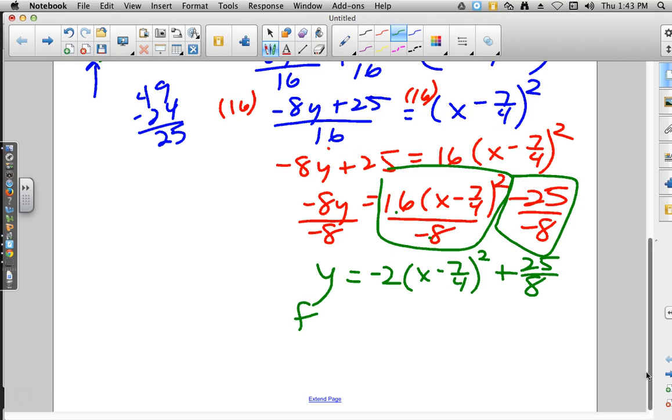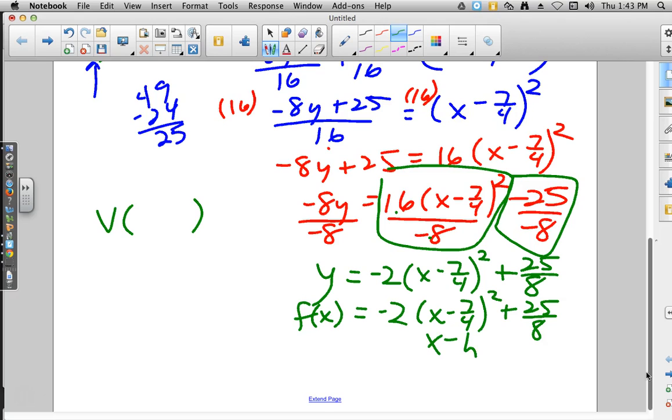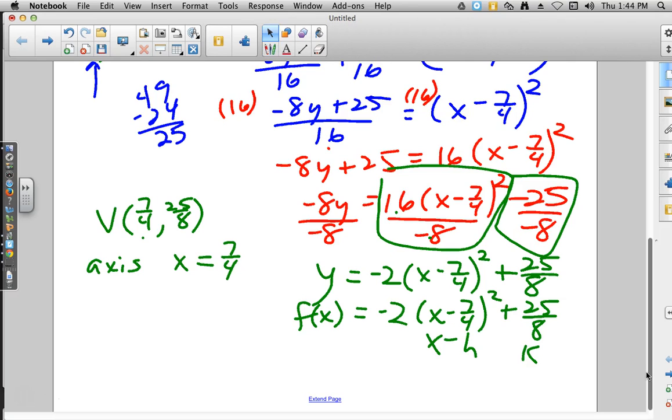I was just thinking about the last one. I really should finish it up by making that f of x again as it was, because it is the same function. It's just written in a different form. And then our vertex, x minus h, so our h value is 7/4, and then k in the back, 25/8. Axis of symmetry, x equals, remember vertical line, that's going to cut through the x-axis at the vertex, which would be the 7/4. So there is the vertex form, the vertex, and the axis of symmetry.